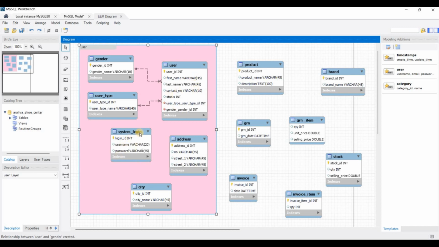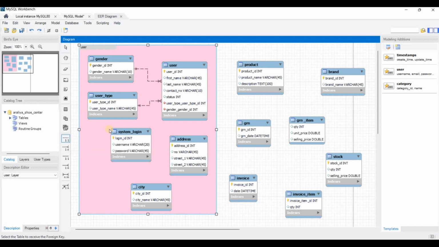So we allow only few type of users to use the system login. So the relationship between those two is one-to-one relationship, because only one user has only one account. One account can be used by only one user. So the relationship between those two tables is one-to-one relationship. This is the symbol we use to represent the one-to-one relationship. So I'm going to select it.